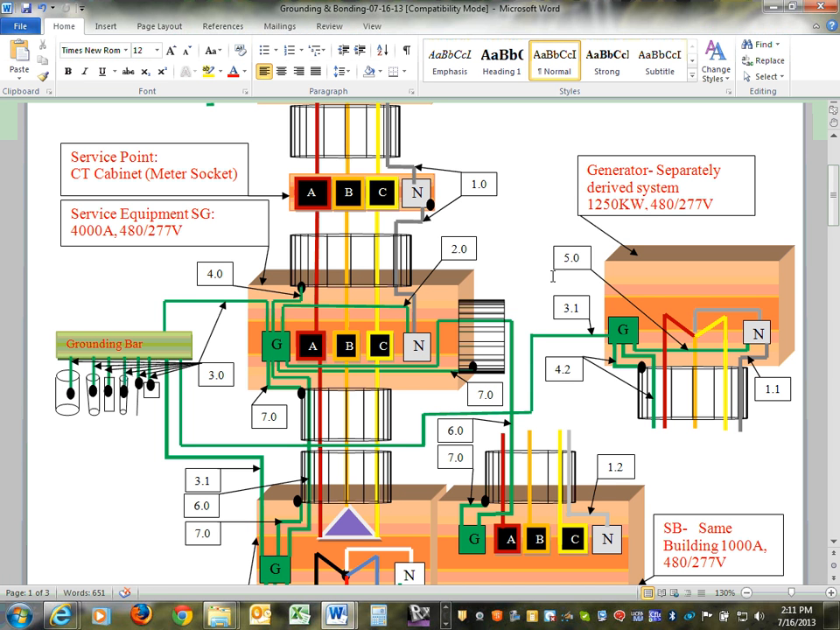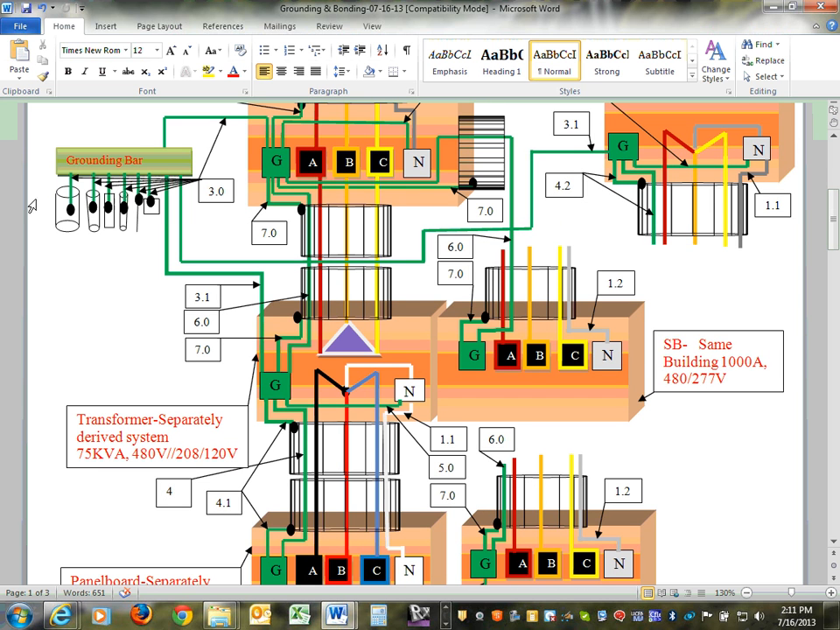Yeah, equipment bonding. Absolutely. Yeah. Water meter. Yeah, part of your grounding electrode.